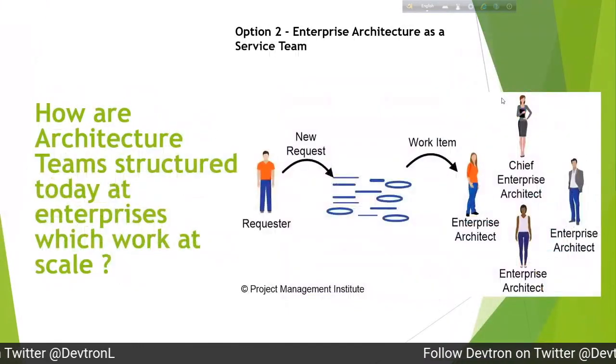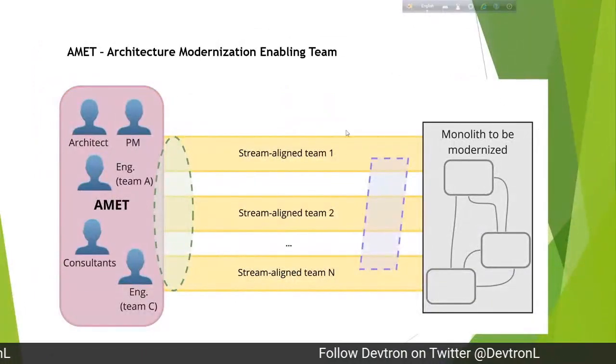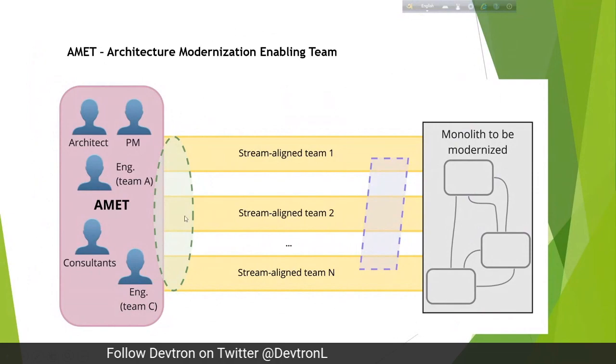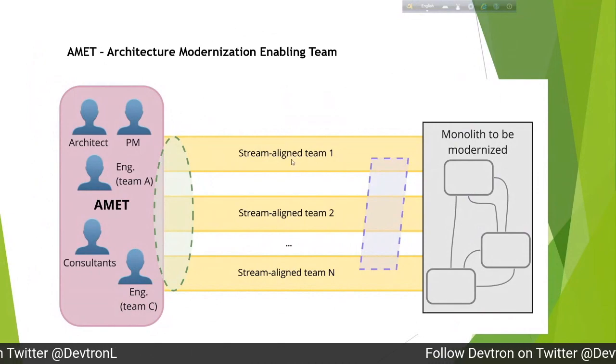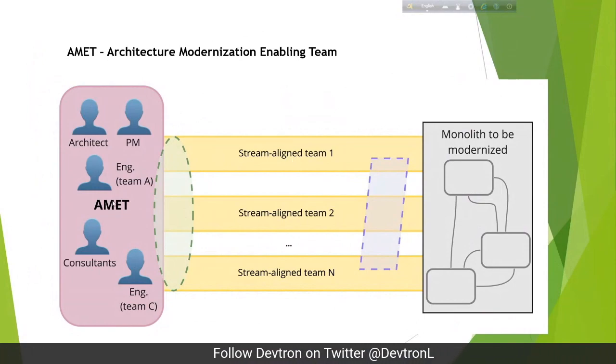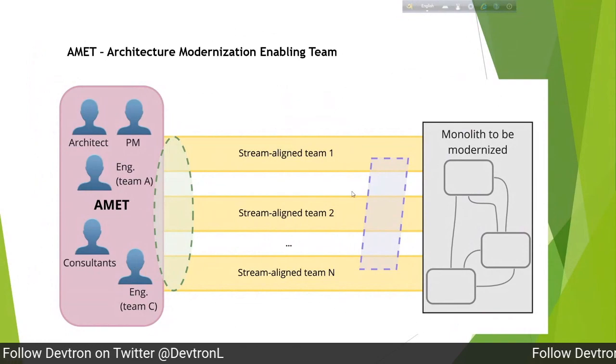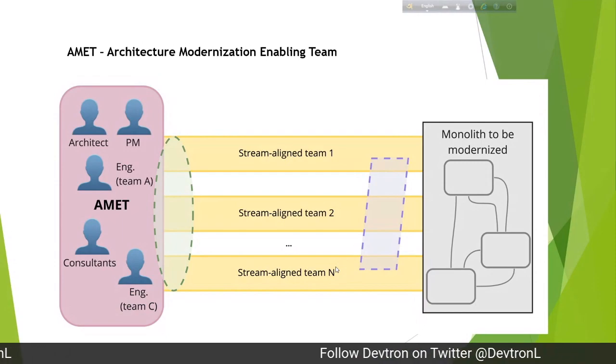Same concept here, right? Whereas here, what we are saying is, no, this architecture modernization enabling team will enable the stream aligned team to take the decisions on their own. They will not have to rely on anything else. So the AMET team will help the stream aligned teams 1, 2, and N to own the architecture practice of their respective domains end to end.